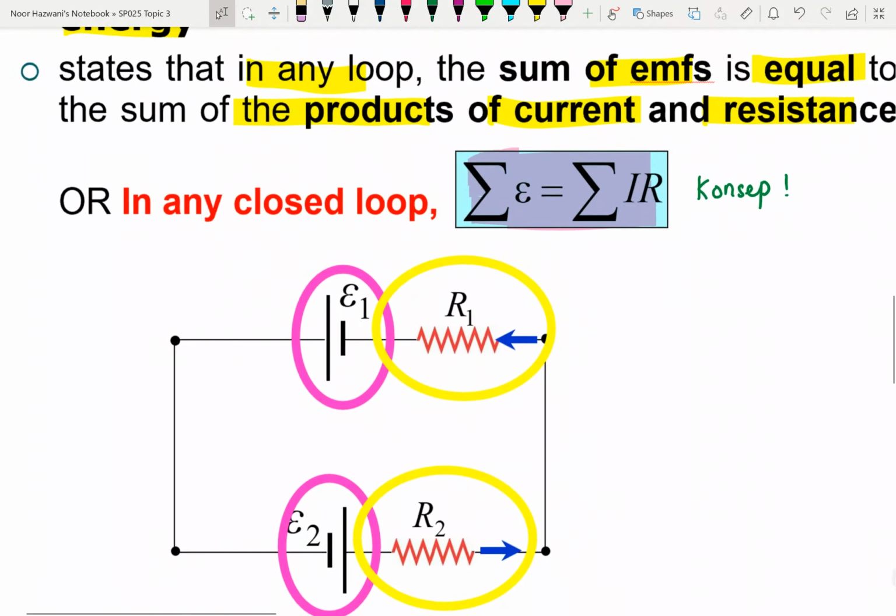Okay, closed loop. Loop tu maksudnya apa? Loop adalah satu jalan yang tertutup. Ataupun loop lah. Okay, contoh ini adalah loop. Okay, dia tertutup, closed loop. Okay, so dekat dalam loop ni kita ada dua battery which is EMF 1 dan juga EMF 2. So you can total up kan battery EMF 1 dan EMF 2. Okay, sama juga resistance you ada R1 dan juga R2. So means you can total up kan R1 dan juga R2.